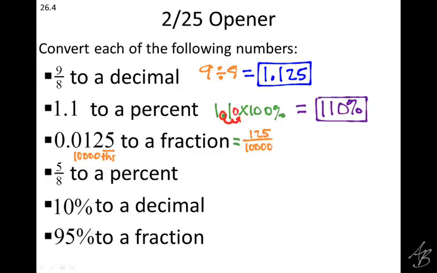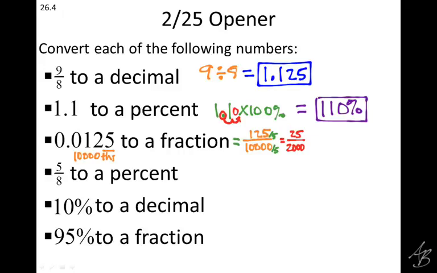Now, I'm going to have to reduce this. What can I reduce by? 5. So all we need to check is 2 or 5, right? We can't reduce by 2, so we try 5. 5 is going to work. 125 divided by 5 is? 25. And 10,000 divided by 5? 2,000. All right, can I reduce that?